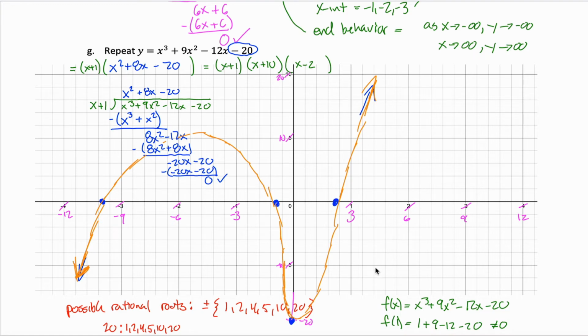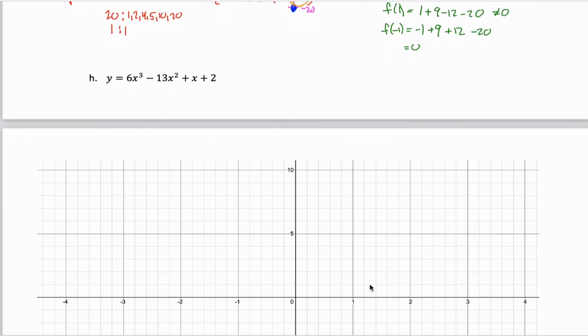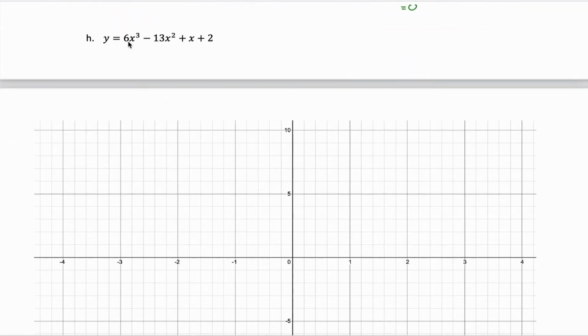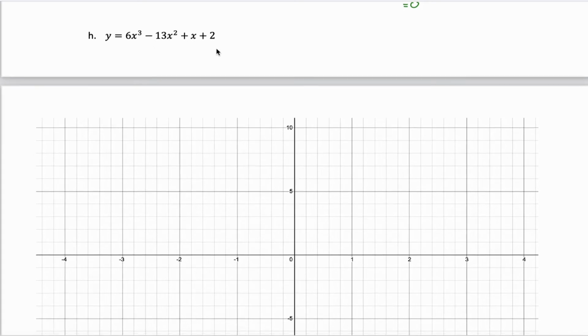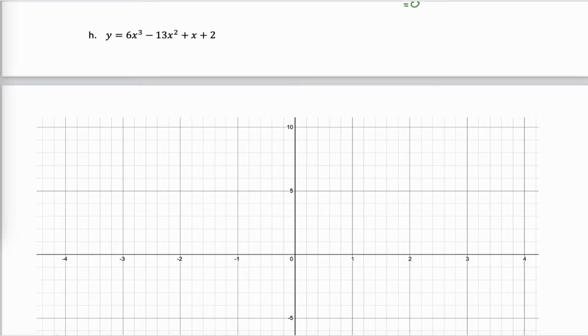In case that was a little bit too fast or if you need more practice, let's do it again. Here's another polynomial, 6x cubed minus 13x squared plus x plus 2. First step is to list all your possible rational roots. To figure out our possible rational roots, we take the constant term, which is 2, and then we take the leading coefficient, which is 6, and we find the factors of those two numbers.